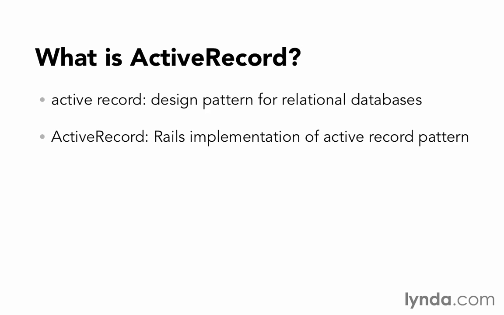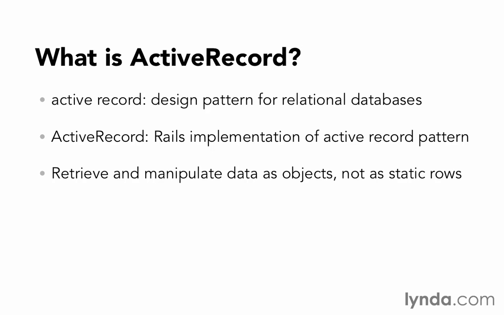Active record, when it's written as one word with a capital A and R, refers to the Rails implementation of the active record pattern. Often you can use these terms interchangeably, but it helps to understand the context and to know the difference. The active record design pattern allows us to retrieve database data as objects and to work with them in an object-oriented way, not just as static rows of data.